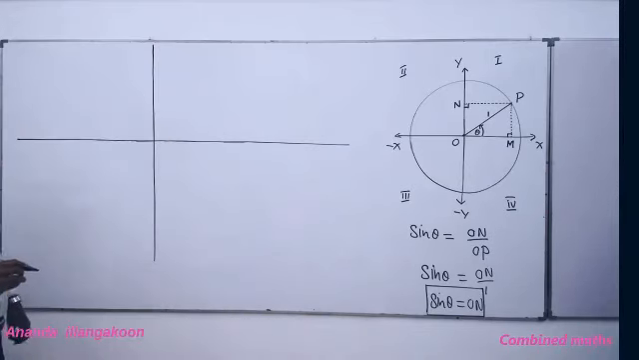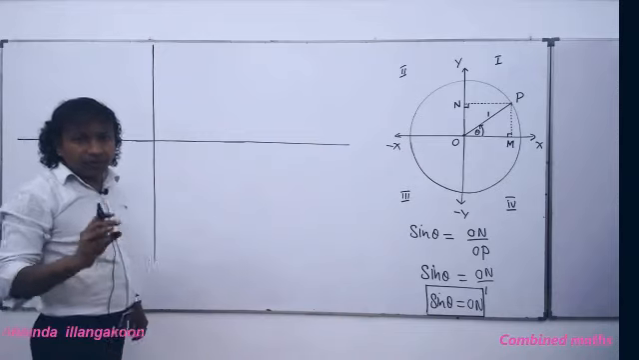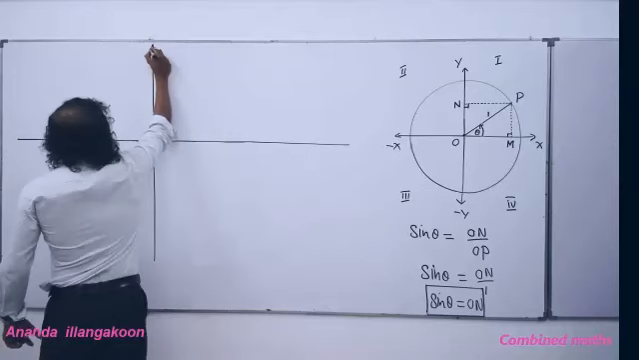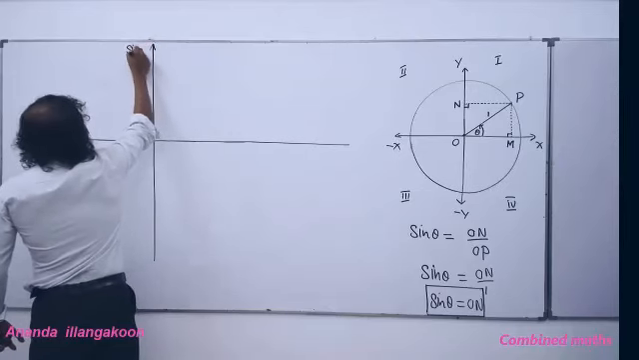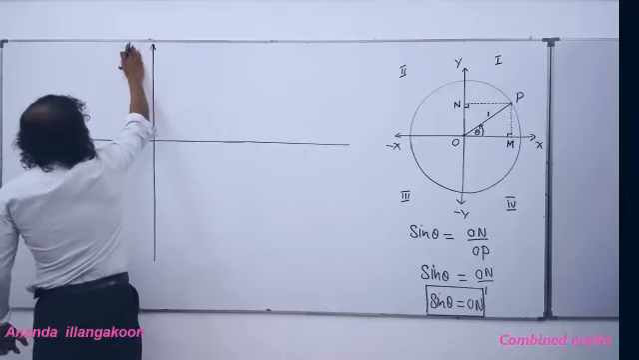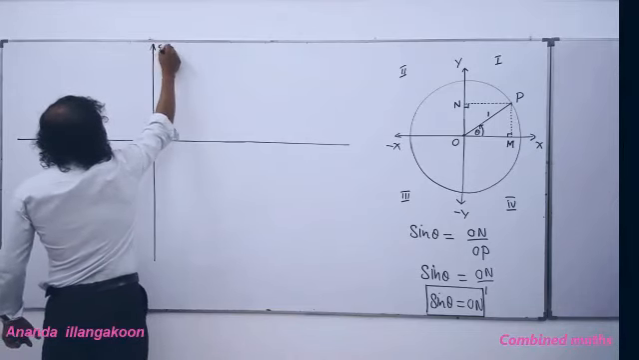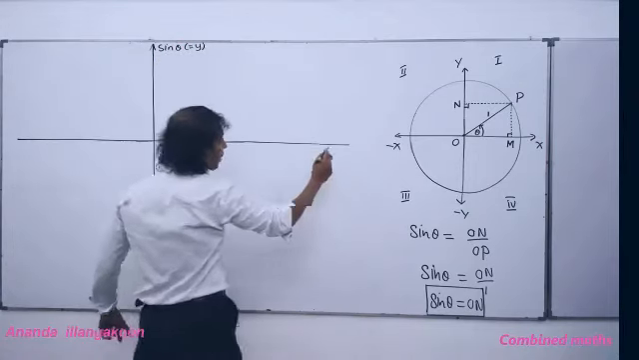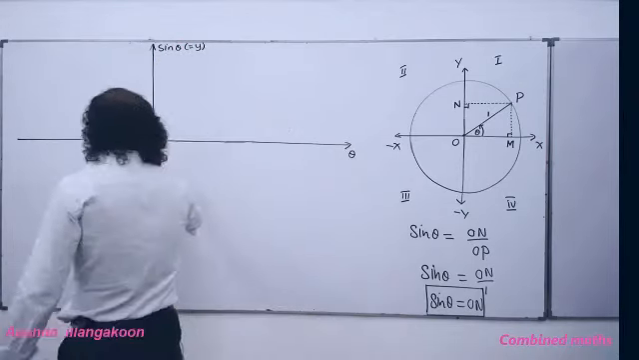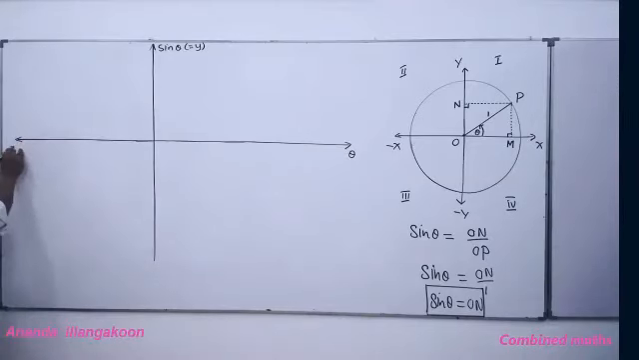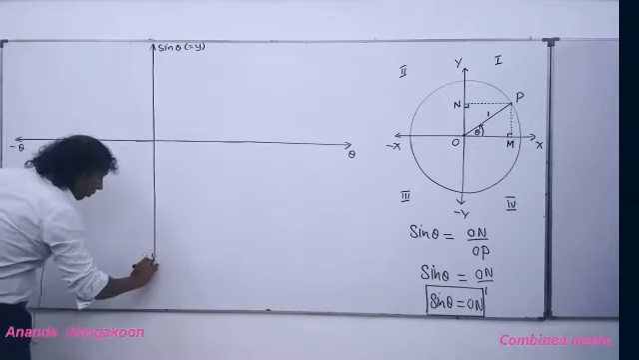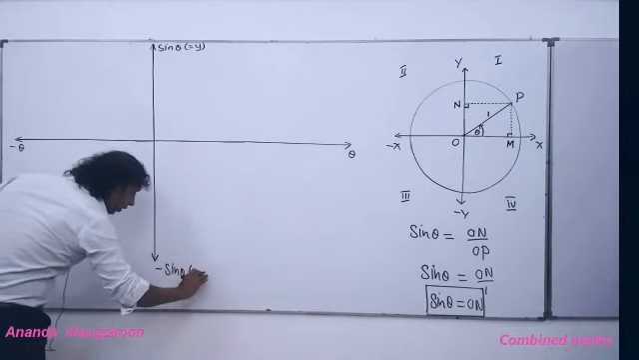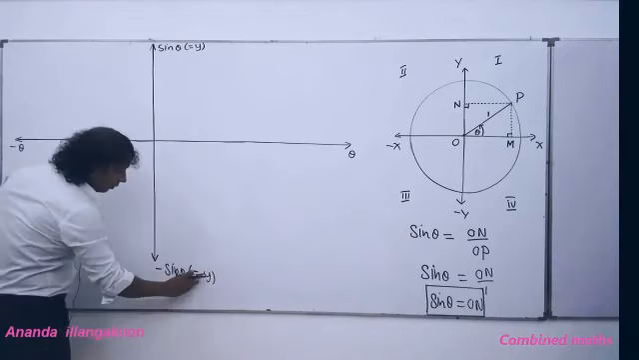Now we can draw the graph of sine theta against theta, right? Then this is our paper, sine theta axis, or simply the y axis. This is the theta axis. This is the minus theta axis. This is the minus sine theta axis, or simply the minus y axis.